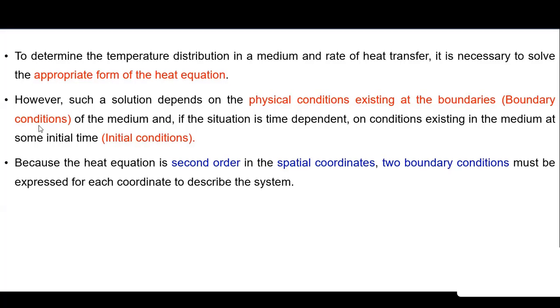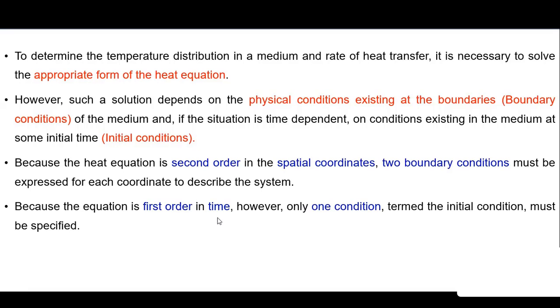Because heat conduction equations are second order in spatial coordinates, two boundary conditions must be expressed for each coordinate to describe the system, and the equation is first order with respect to time. You can recall del T upon del t, that is a first order term, and that's why only one initial condition is sufficient for solving the problem. It means if you want to solve this three-dimensional equation, we need a minimum of six boundary conditions and one initial condition, and that's why it is very complicated to solve analytically.